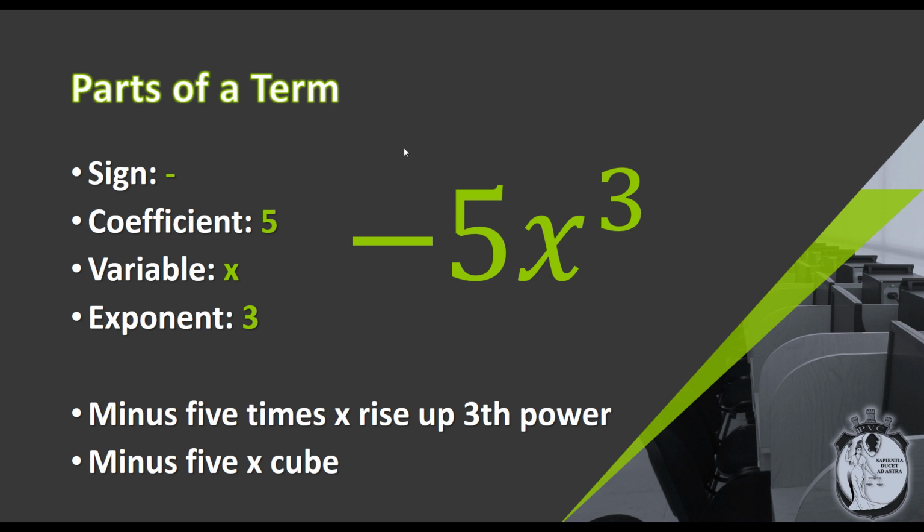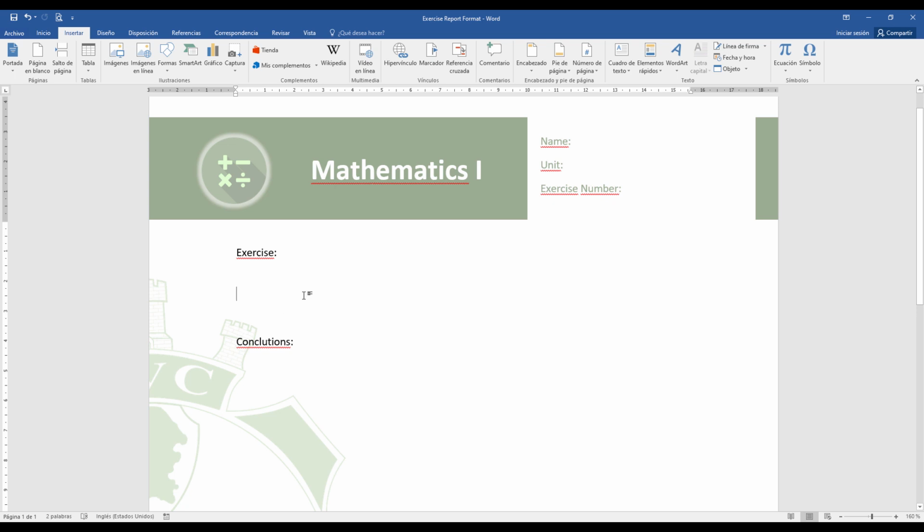Okay, well, now this is a term, and what parts does a term have? It has a sign. In that case it is minus. Coefficient is a number. A variable, maybe there can be more than one variable, but in that case it's only one variable here. This is about the letters of the alphabet, and the exponent or the power here.